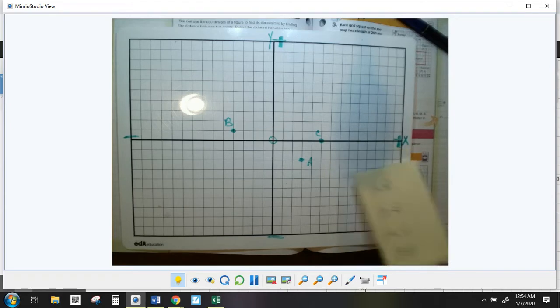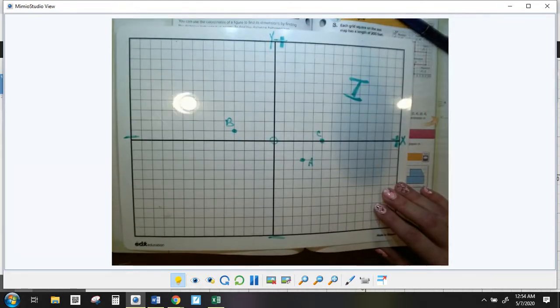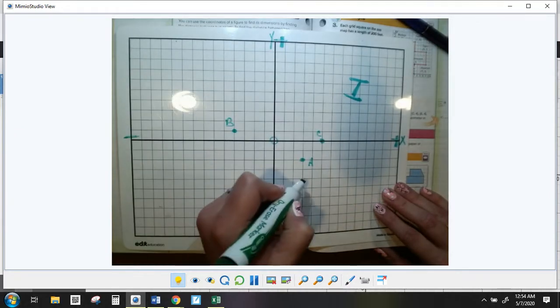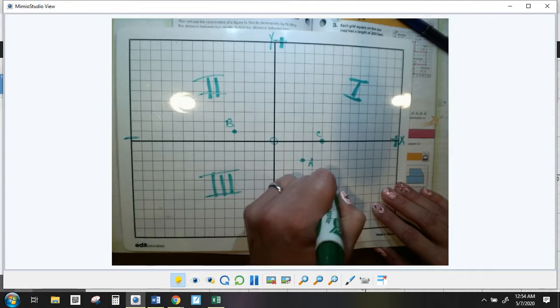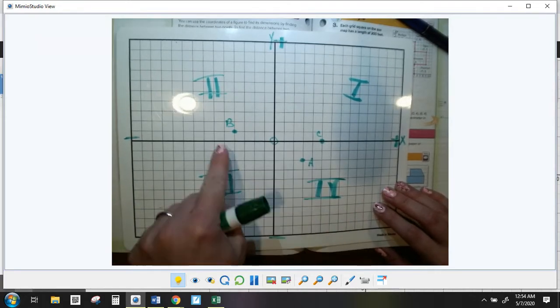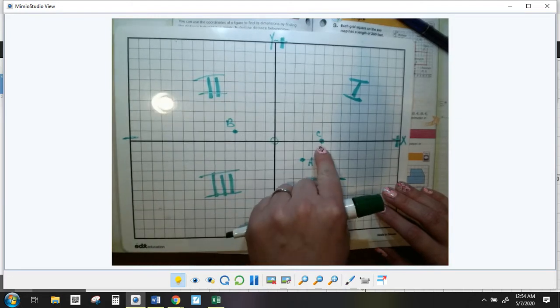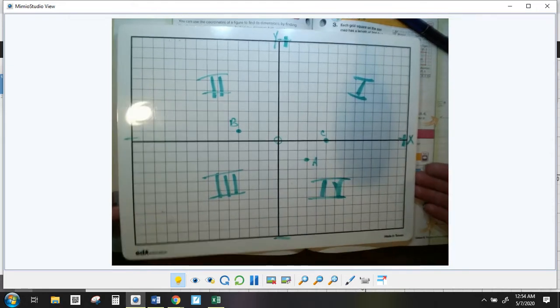Now, if you're asked to do quadrants, remember that we start up here in quadrant 1 where everything was positive, and then we go around like a C. So this would be quadrant 2, quadrant 3, and quadrant 4. So point A was in quadrant 4, point B was in quadrant 2, and we would say that point C sat on the axis. All right, so that was a quick little review of some graphing.